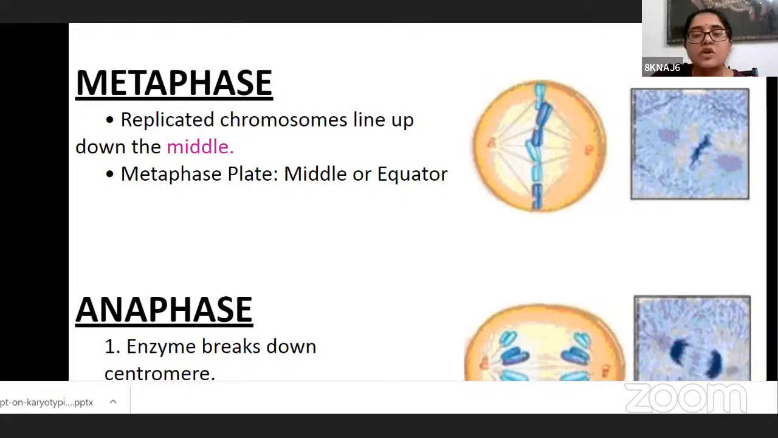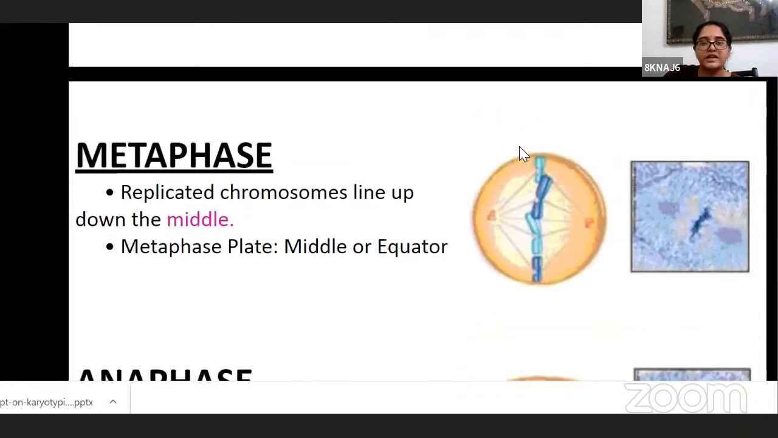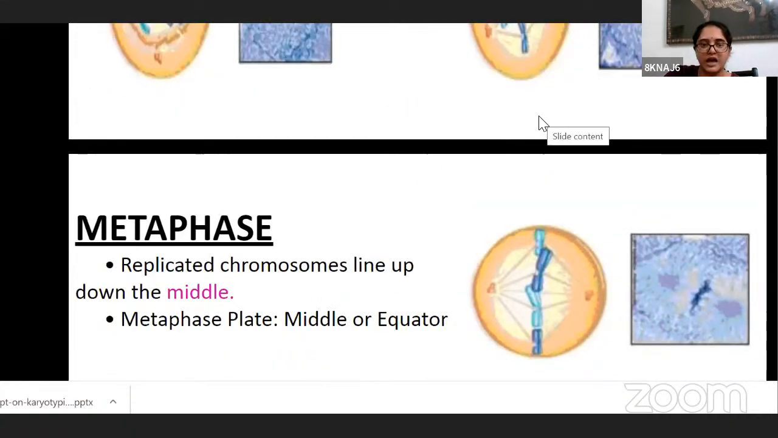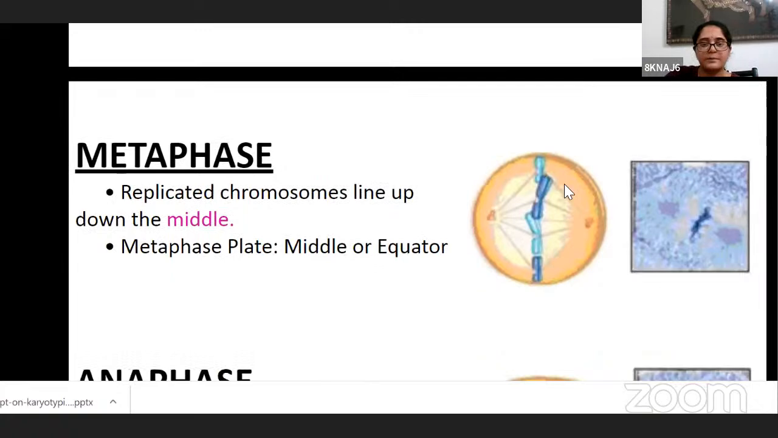So the microtubules get attached to the kinetochores. Spindle fibers align in the middle, so the cell's middle will have all the chromosomes lined up. This is known as the metaphase plate, middle or equator. This organization helps to ensure that in the next phase, the chromosomes are separated. These spindle fibers pull the chromosomes, because of which each half of the cell will get a half of the chromosomes. So this is what is happening over here.